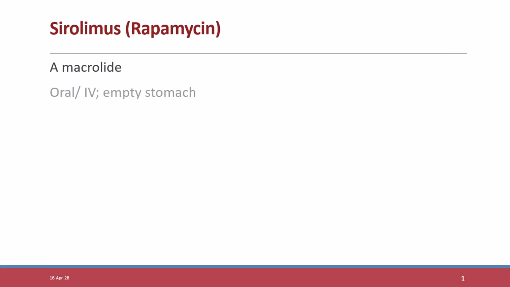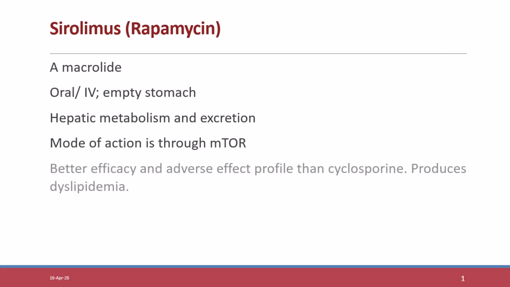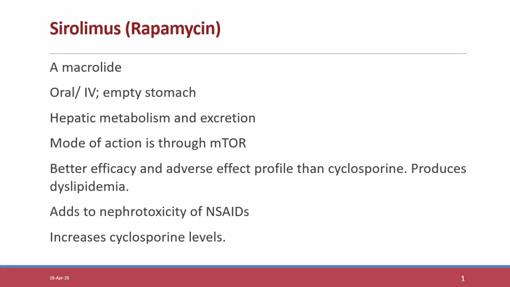Sirolimus, also known as rapamycin, is a macrolide immunosuppressant, but unlike tacrolimus and cyclosporin, it does not inhibit calcineurin. Instead, it acts through mTOR inhibition, which means it blocks the cellular response to IL-2 rather than the production of IL-2 itself. This distinction is extremely important conceptually because calcineurin inhibitors initiate suppression by preventing T-cell activation, whereas sirolimus suppresses downstream proliferation by blocking cell cycle progression.